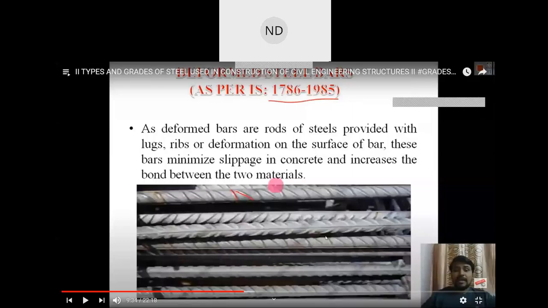Now these are your HYSD bars. Deformed bars are rods or steels provided with lugs, ribs, or deformation on the surface of the bar. These bars minimize slippage. Unlike mild steel, when you have these ribs there will be proper grip, as I told you in the last slide, a better grip than mild steel, which has no horizontal lines over it. This will provide a grip in your concrete and increase the bond between the two materials.